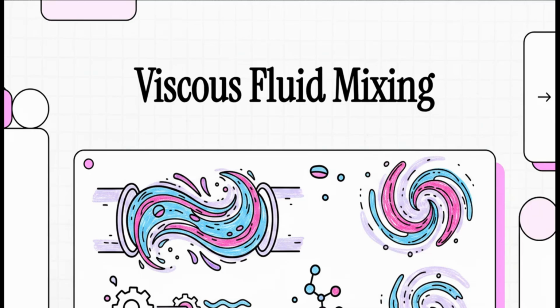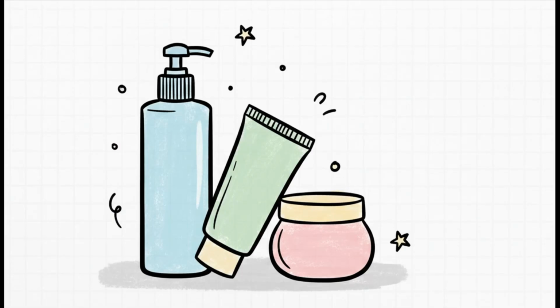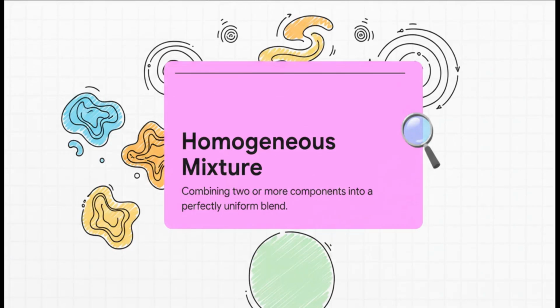Welcome to The Explainer. Today, we're diving into a massive, hidden challenge in industrial fluid mechanics. Ever wonder how massive factories actually manage to mix incredibly thick viscous liquids together? Well, mastering this thick fluid mixing is exactly how your everyday personal care products, like lotions, are made. The ultimate hurdle here is forcing these really stubborn components into a perfectly uniform, homogeneous blend.